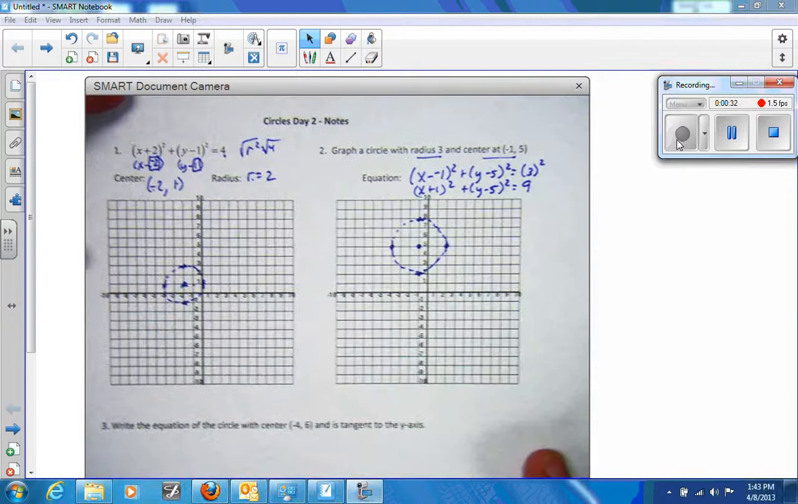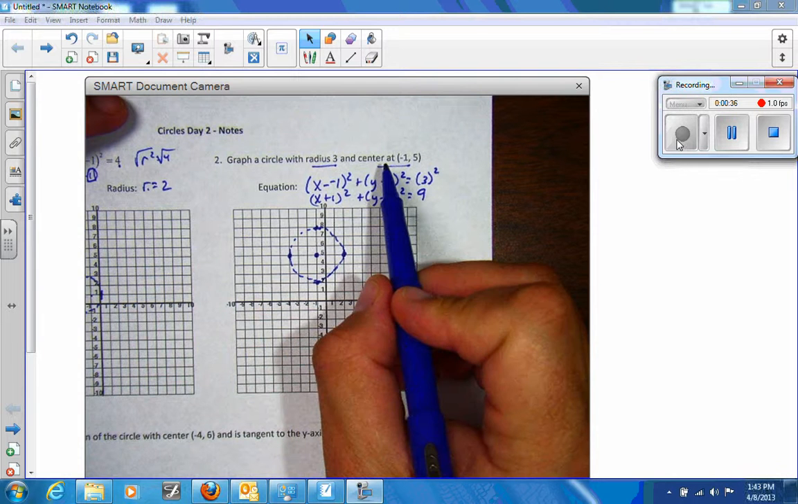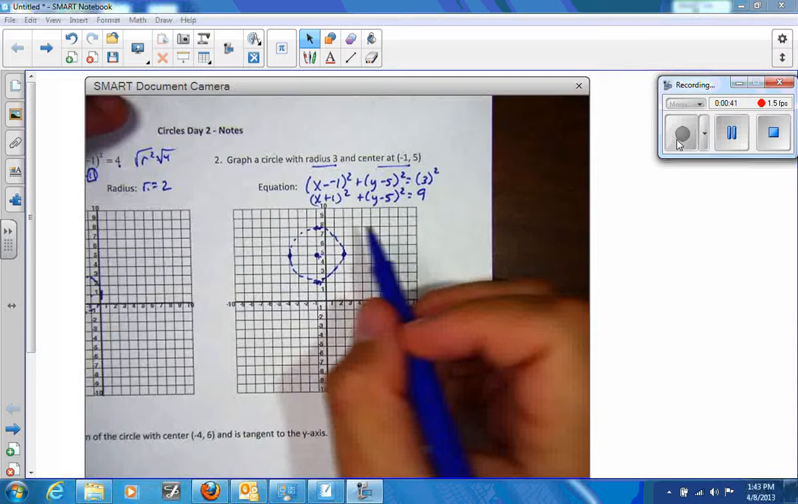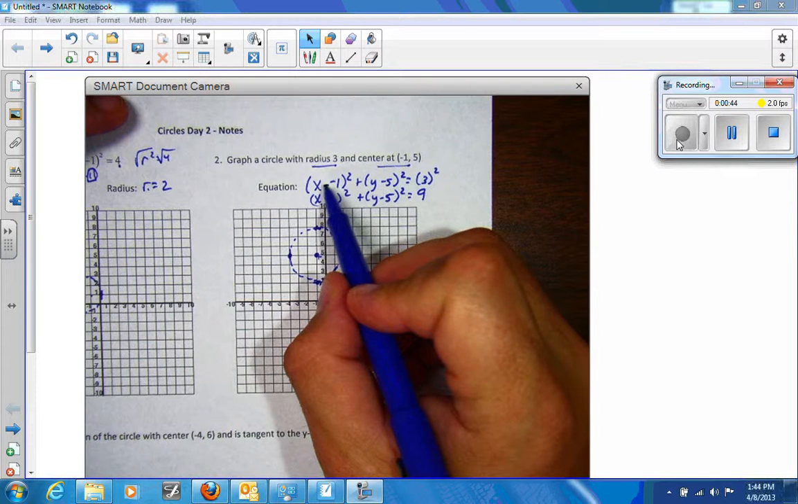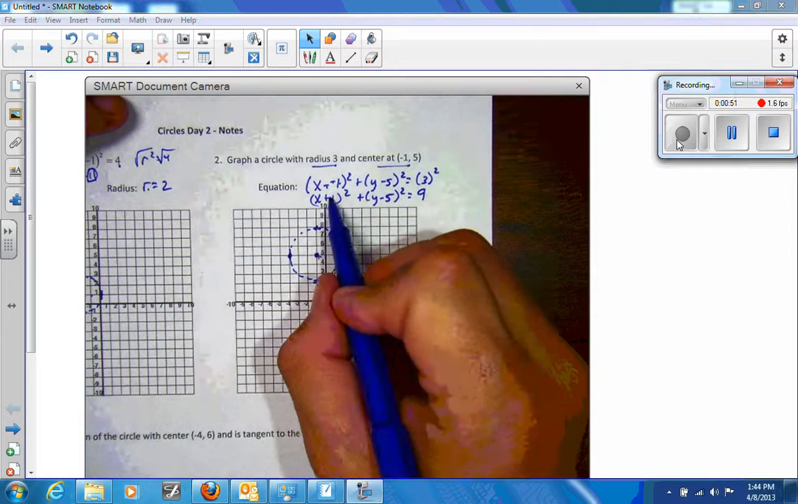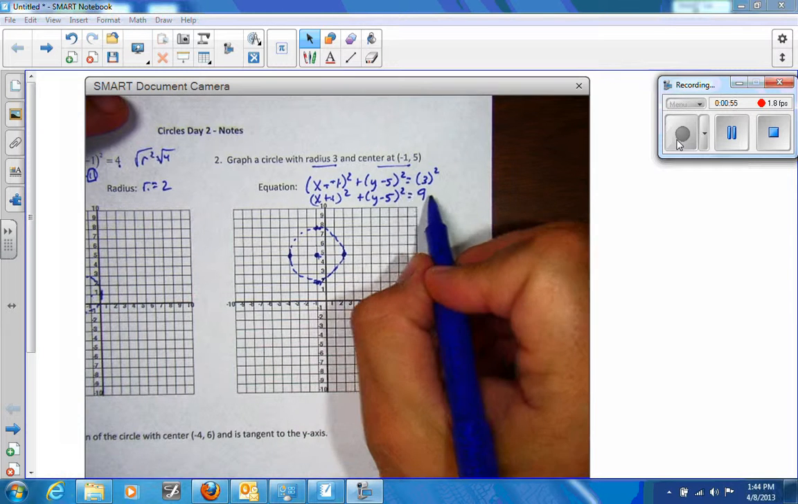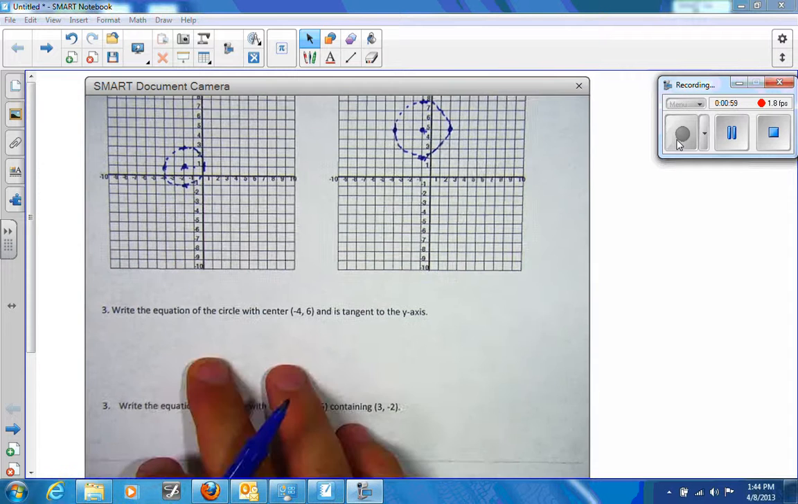Now, on this one, it says graph a circle with a radius of 3 and center at negative 1, 5, so negative 1, 5, and of course you put 3 in each direction and graph it. But then finding the equation, remember it's x minus a negative 1 squared plus y minus 5 squared, and then of course your radius squared. So clean it up and you get x plus 1, since minus a minus is plus, and of course y minus 5 squared equals 9.